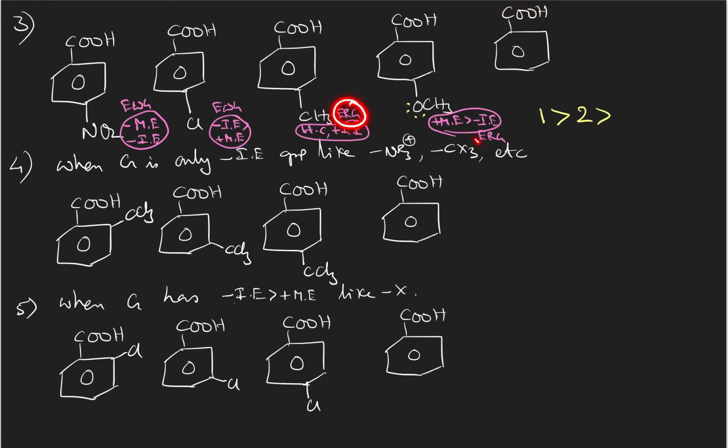See, this is an electron releasing group, this is also an electron releasing group. Already I have told you, strongest is the one with the electron withdrawing group. Then without any electron withdrawing or electron releasing group. And then last will be with the electron releasing group. So fifth is better than third and fourth.